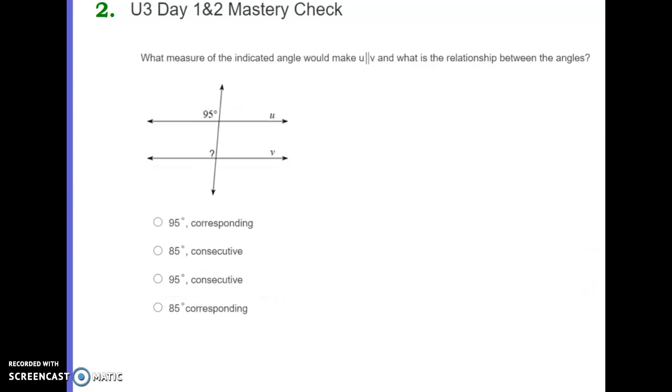Number 2, what measure of the indicated angle would make U parallel to V, and what is the relationship between the two angles? Well, this angle would have to be 95, and those are corresponding angles.